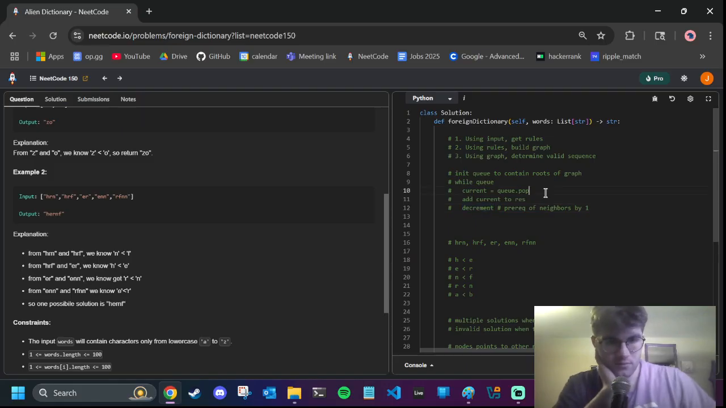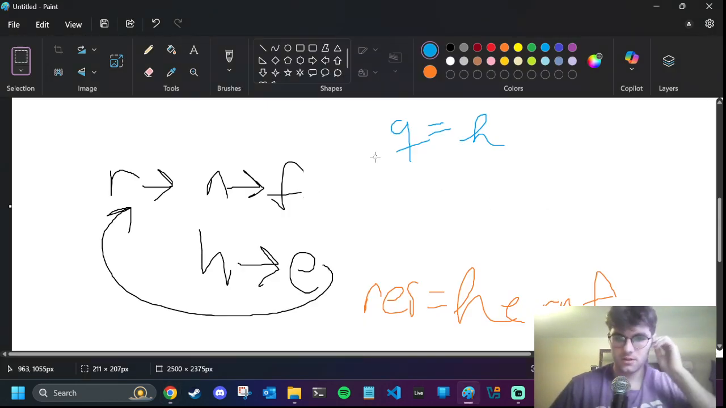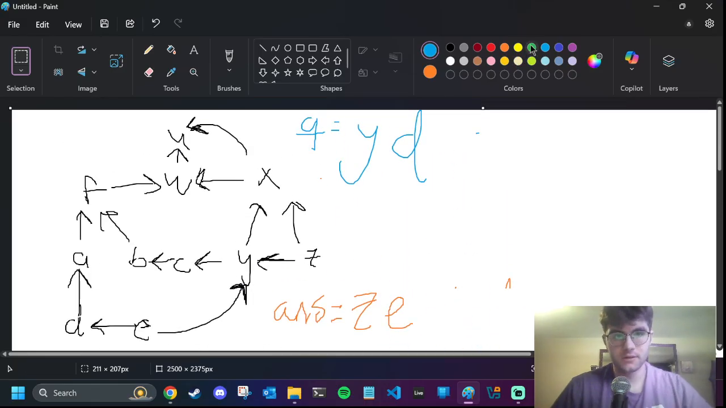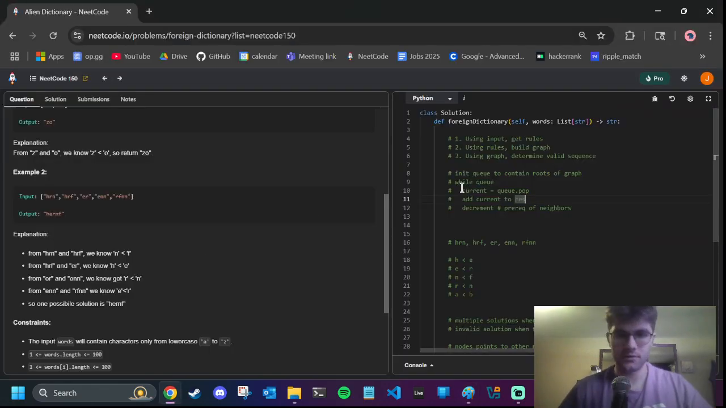Decrement I think means by 1 already. So we'll decrement the number of prerequisites of neighbors. So what I mean by that is, let's say we pop Y and add it to answer, then that means X and C, their number of prerequisites would go down. So yeah.